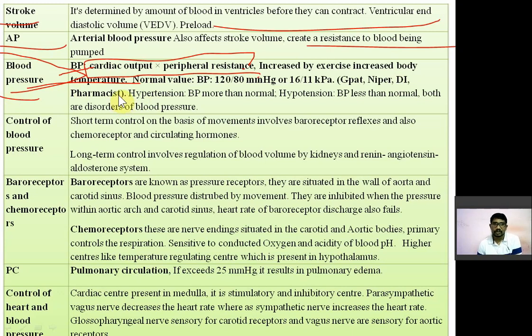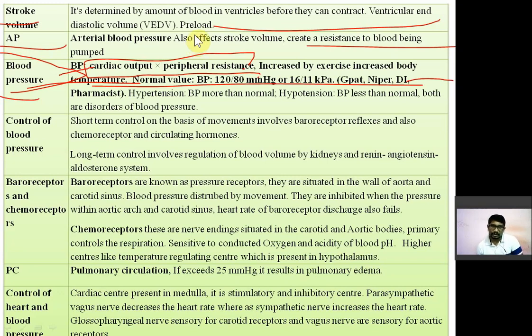So what is normal blood pressure? It is around 120 by 80 mm of Hg. Okay? Normal blood pressure कितना होता है आपका? 120 by 80 mm of Hg. Systolic blood pressure होता है 120, diastolic blood pressure होता है 80. So normal blood pressure is 120 by 80 millimeter of mercury, or you can say in other words 16 by 11 kilopascal. Okay, so remember the blood pressure.